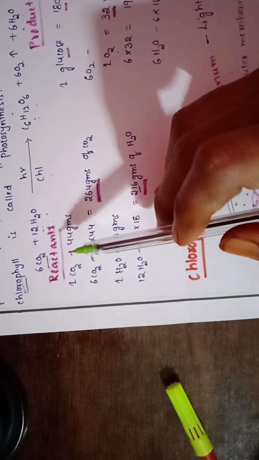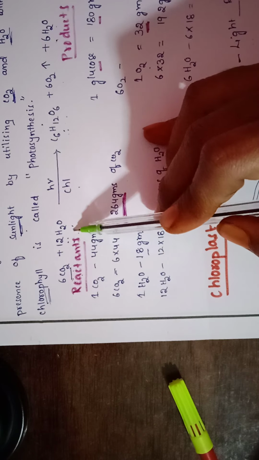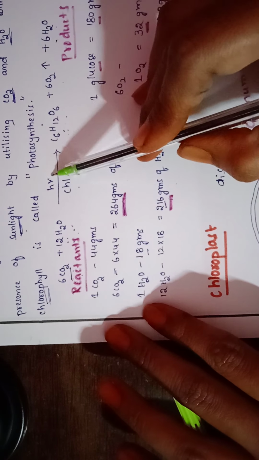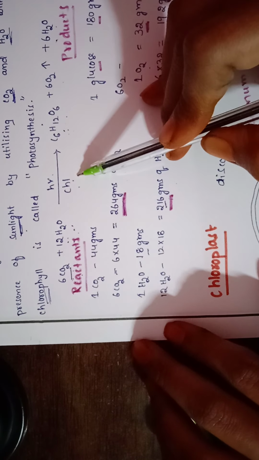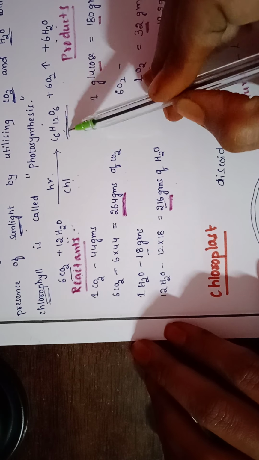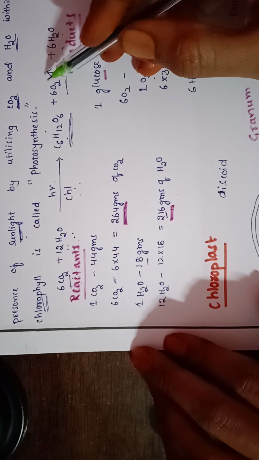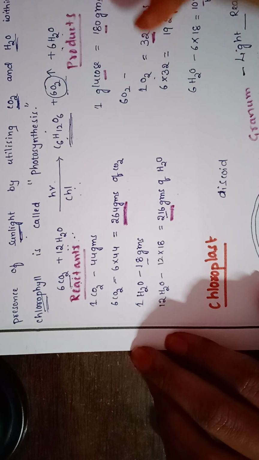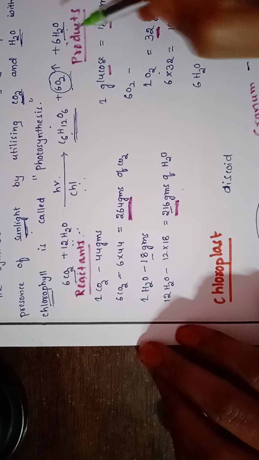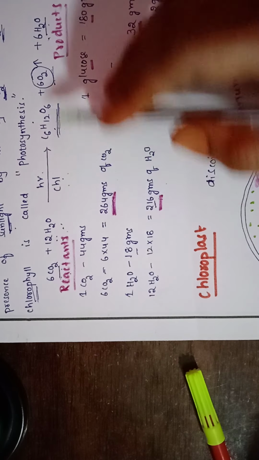When we see the equation representing photosynthesis, 6CO2 plus 12H2O in the presence of hν (sunlight) and chlorophyll molecule, they synthesize glucose. 1 molecule of glucose and 6 molecules of oxygen are evolved. This is the source of atmospheric oxygen, and 6 water is produced. So this equation, from lower classes onwards you are studying this.